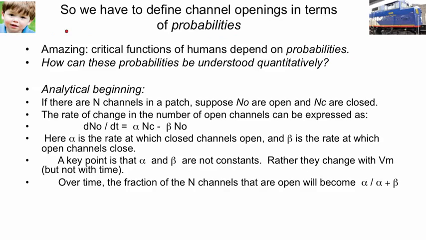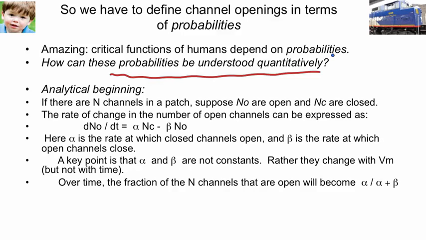So the issue is, how can these channels be understood quantitatively? Which turns into how can these probabilities be determined quantitatively? So I'll just make a little sketch here. We're not going to try to analyze this problem in detail right now, but let's just make a little sketch as to how we might think about it.